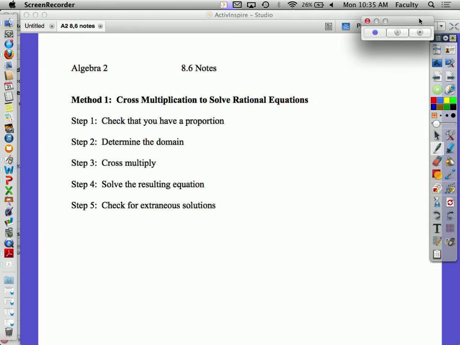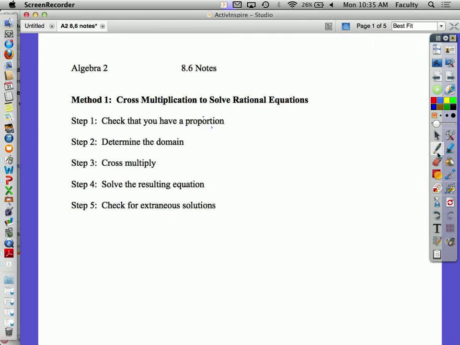8.6. The first thing we're going to look at, we are solving rational equations, but the first type, method 1, is when you have a proportion. Does anybody remember what's a proportion? We did this back in Algebra 1. Remember, you cross-multiplied in a proportion, but what was a proportion?